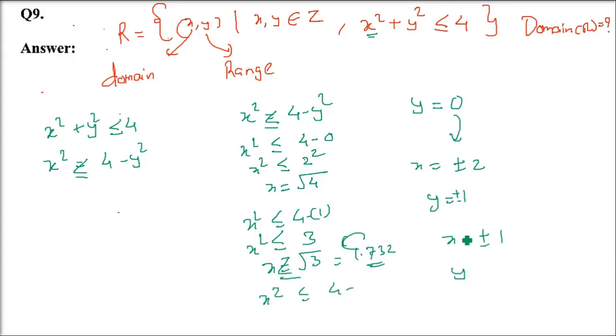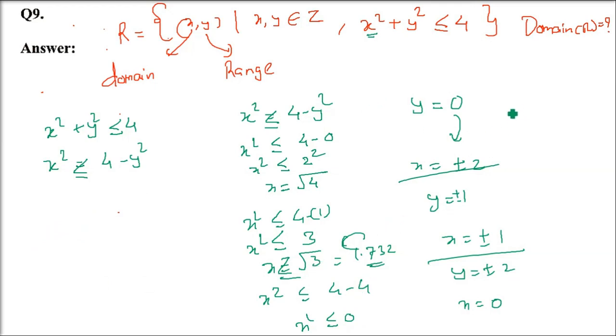Now coming to putting y as plus minus 2. This is 4 minus 4, so x square is less than or equal to 0. What do you get? X equals 0 only. Till here it is okay.